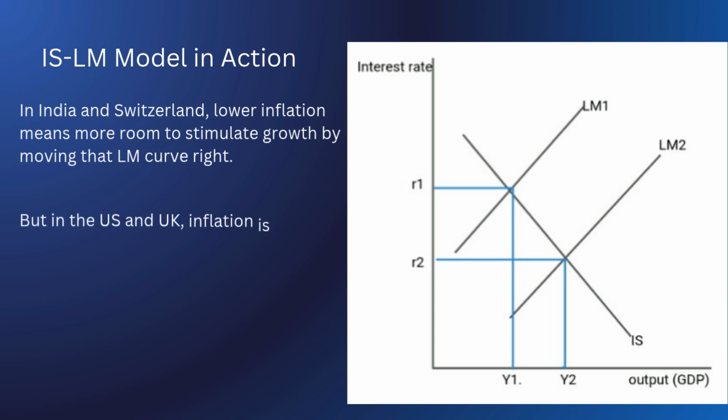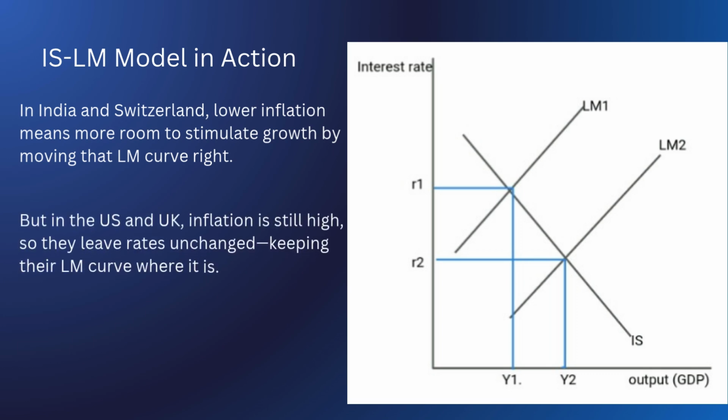But in the US and UK, inflation is still high, so they leave rates unchanged, keeping their LM curve where it is. Pause and sketch this. What happens to equilibrium GDP in each case?